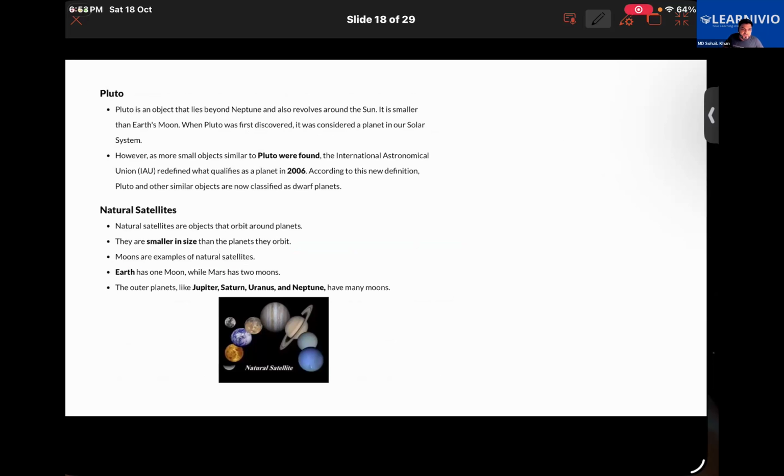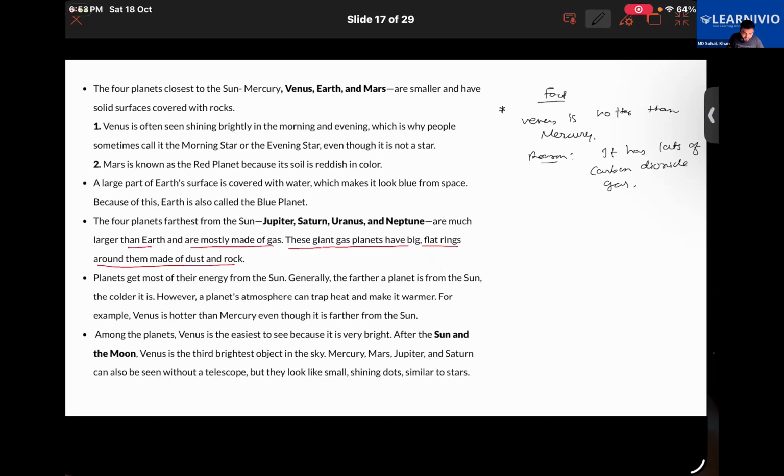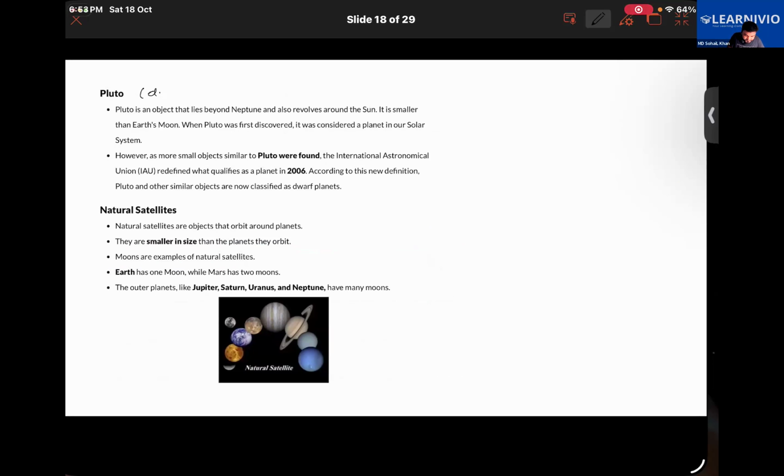Now let's talk about Pluto also. Pluto is an object that lies beyond Neptune, meaning that we are not even calling it a planet; it's a dwarf planet. After Neptune, we have Pluto, which is now a dwarf planet. By the way, it was discovered roughly 90 or 95 years ago. It is smaller than even the Earth's moon. In fact, Pluto is not even properly spherical in shape.